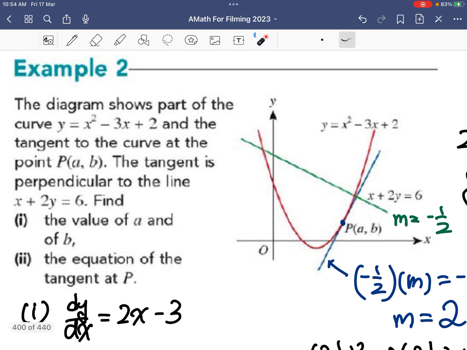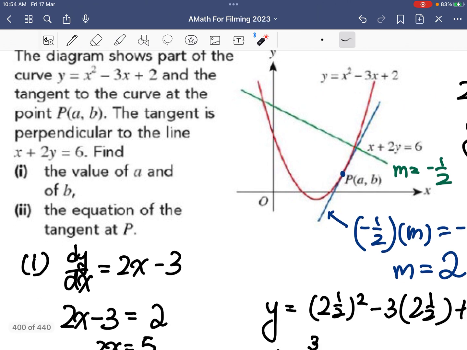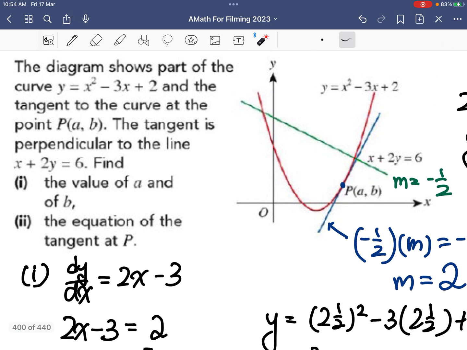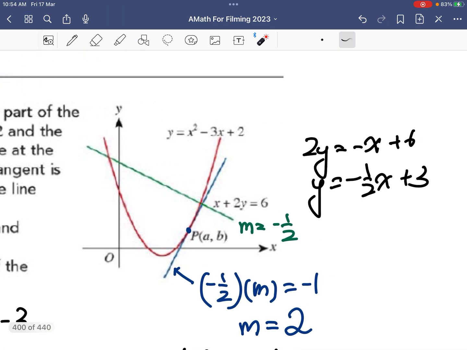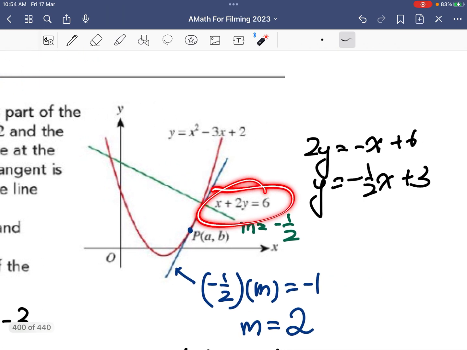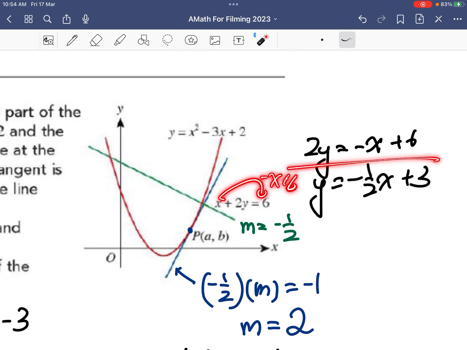So never mind. First, what I'll do here is this. I will take y equals x squared minus 3x plus 2 and differentiate it. So I get 2x minus 3. Then for this line itself, I rearrange the equation. So 2y equals -x plus 6. Then I divide by 2, y equals -half x plus 3.